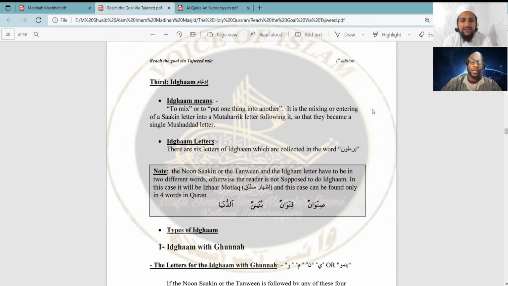It is the mixing or entering of a sakin letter into a mutaharrik letter following it, so that they become a single mushaddad letter. Like you read na'iman wa mulkan kabira. In fact, it was na'iman wa.